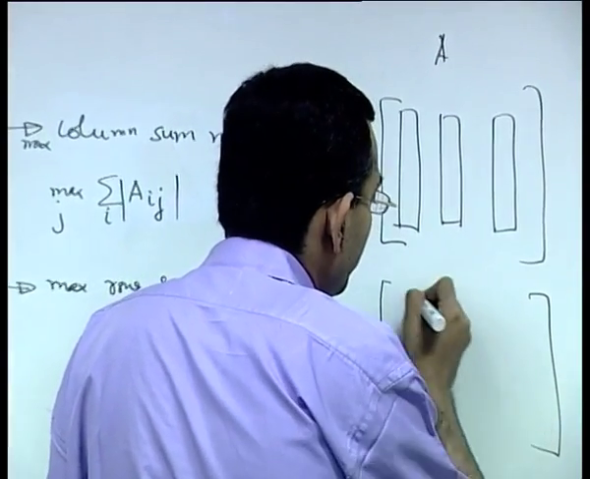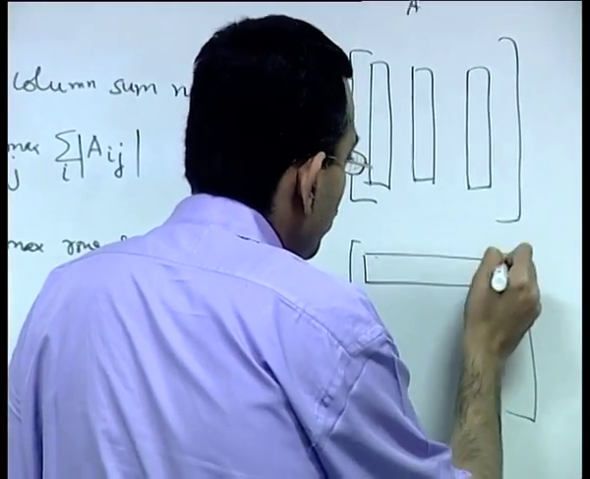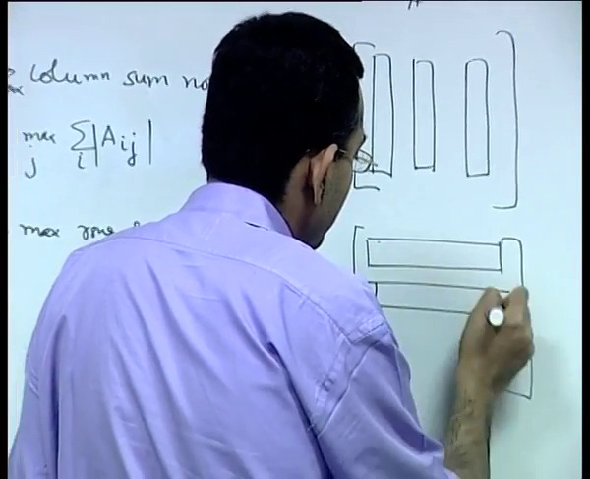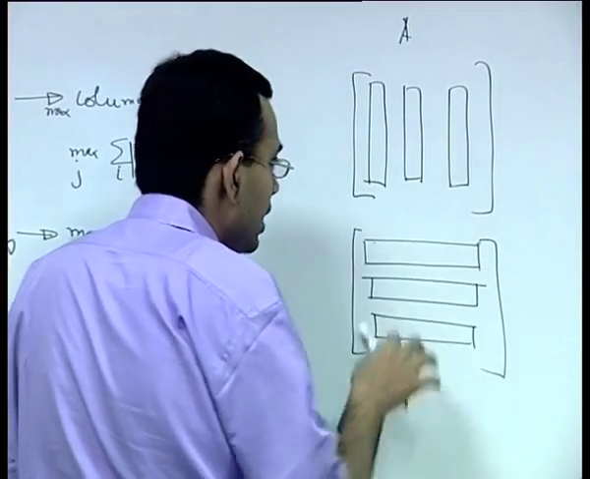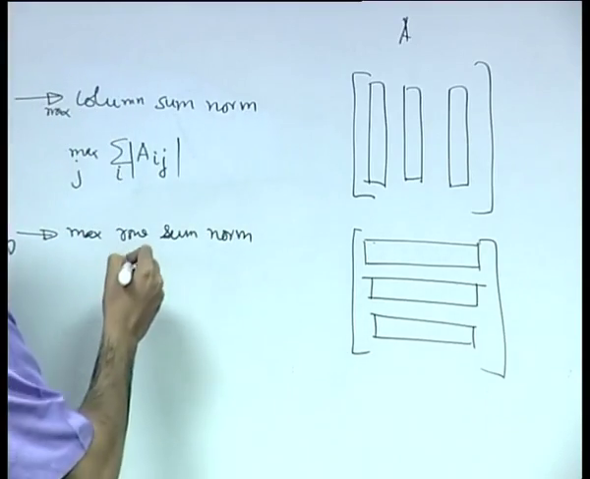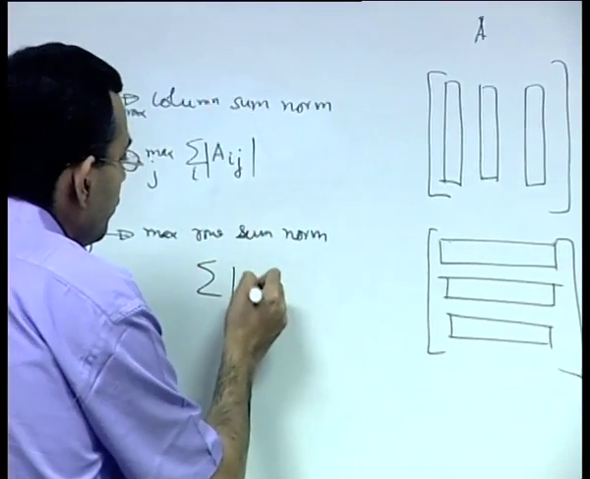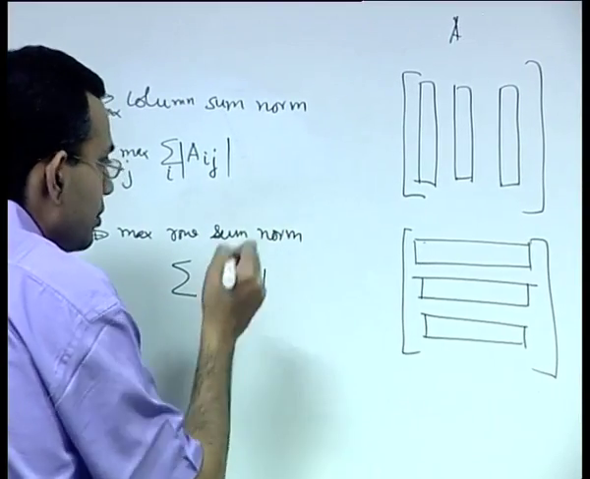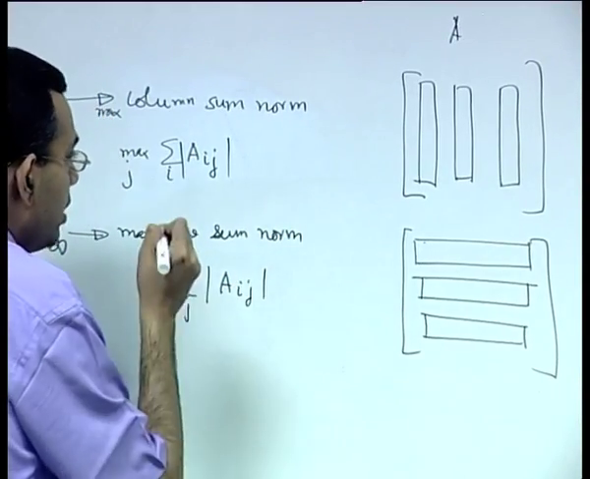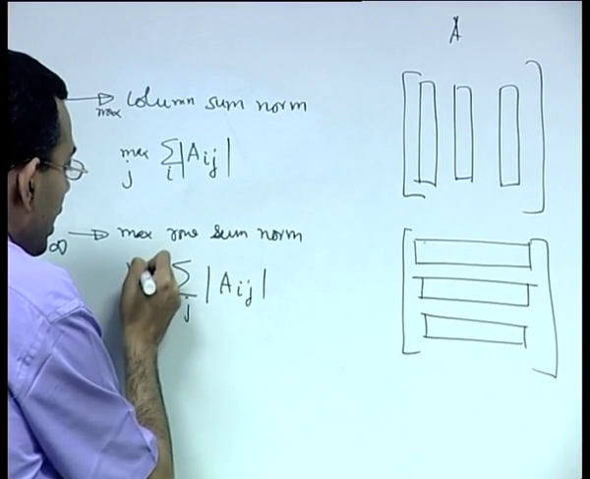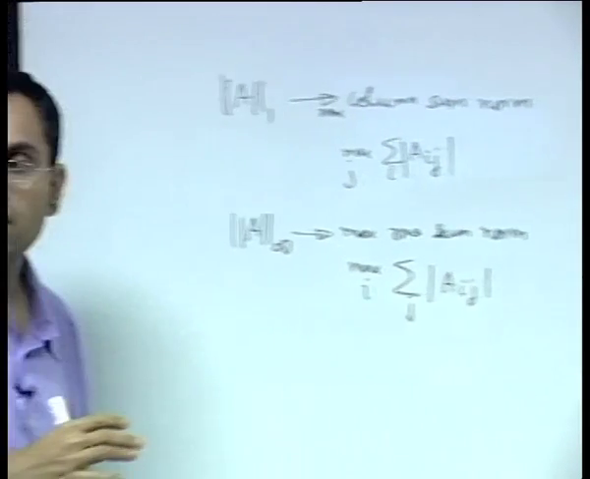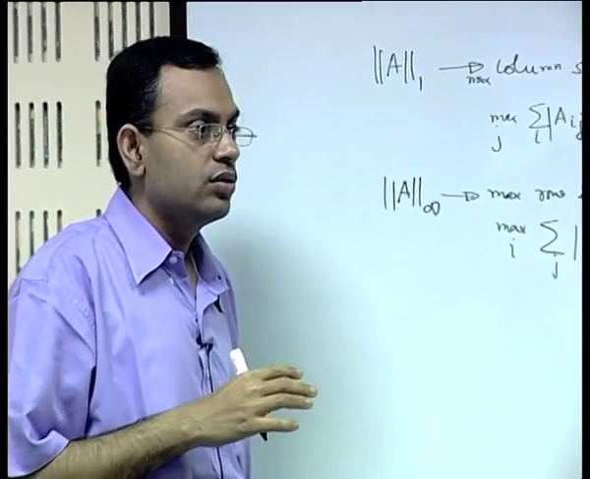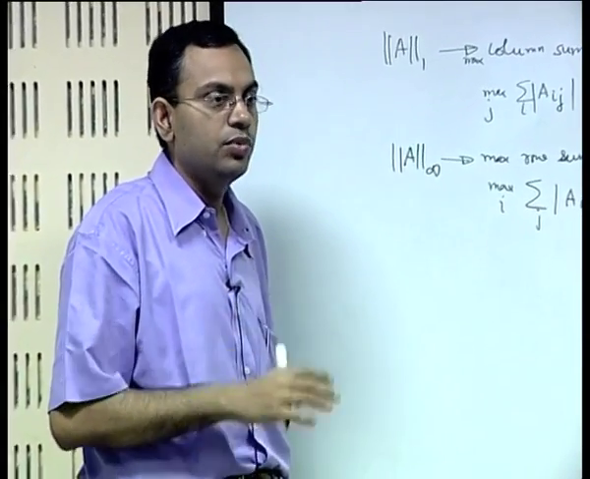So, here what you do, you consider the row vectors which constitute the matrix. For each row vector you find out again the sum of the magnitude of Aij. So, you find the sum over j and find out for which row it is maximum, then that maximum number is the corresponding row sum norm.